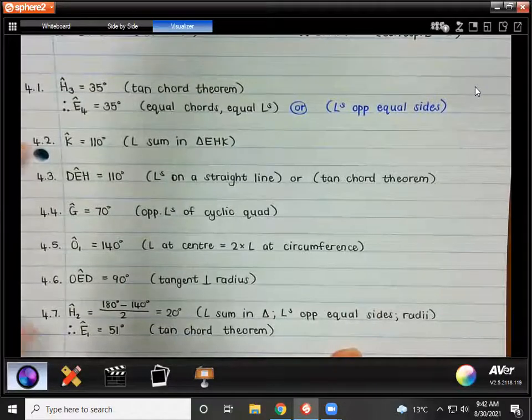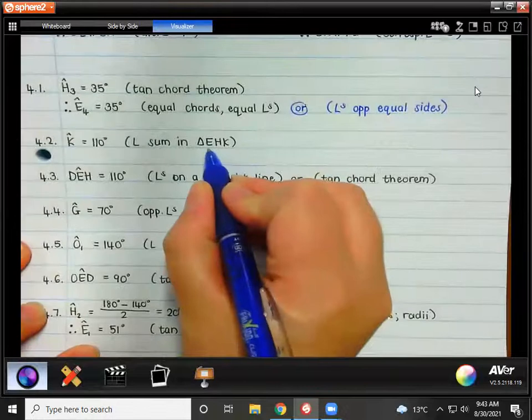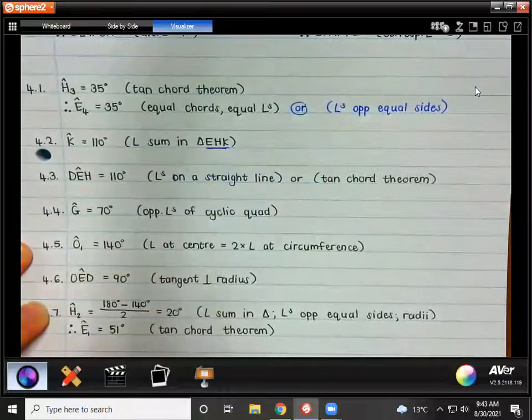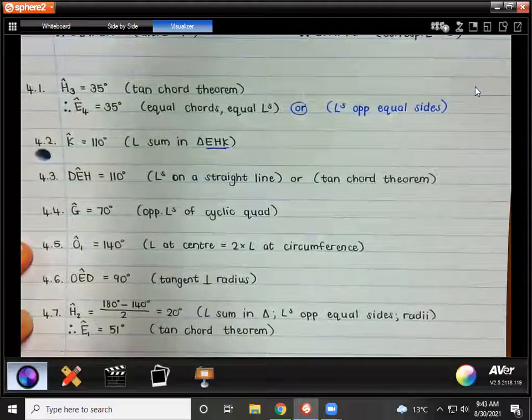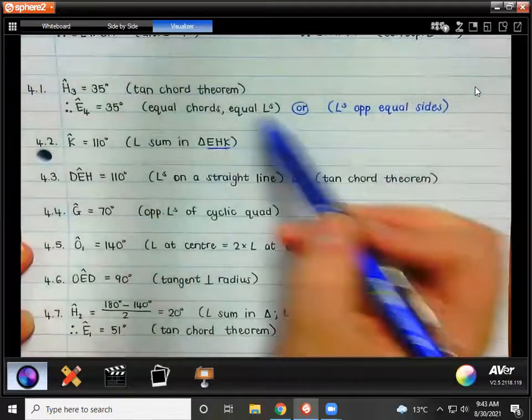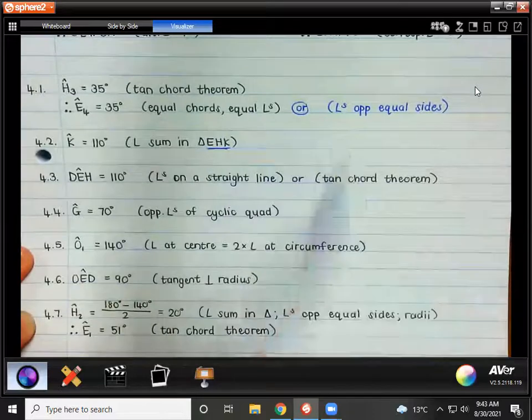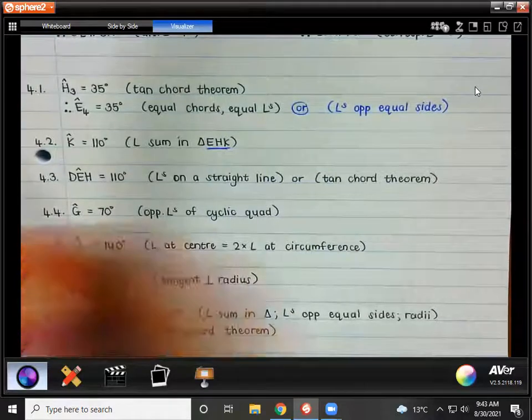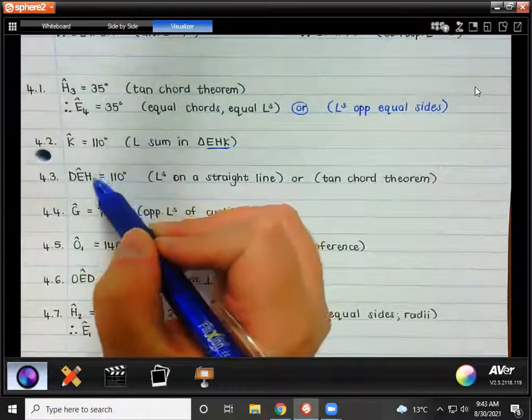All right, for 4.2, angle K was just the third angle in that isosceles triangle that we just worked with. And guys, remember, you don't have to write the name of the triangle in your reason. I just sometimes do it so that I can keep track of what I'm working with. But you won't lose a mark if it's not there. You can just say angle sum in triangle. That's perfect. So you had 35 and 35, so that's 70.